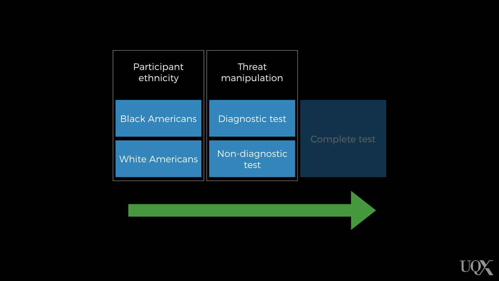The other half of the participants were assigned to the non-diagnostic group, where the experimenter didn't mention anything about examining the individual's verbal abilities. Instead, they informed the participants that the purpose of the study was to examine psychological factors involved in solving verbal reasoning problems. Participants then completed a test.